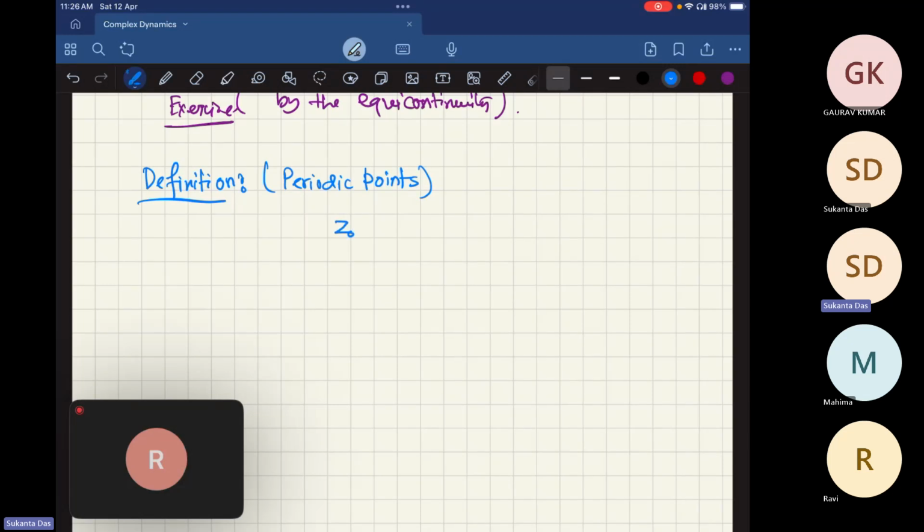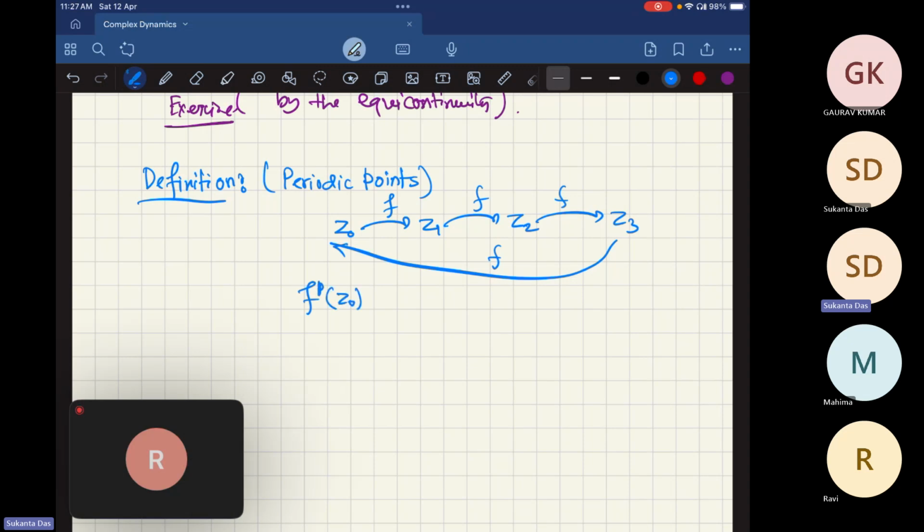Suppose we are starting with a point Z0 and keep iterating this point. So this is Z1, the second image, this is the third image Z2. So this is Z3. And maybe after the fourth iteration, this is f, and f, this Z3 comes back to the point Z0. So that means my Z0 point is periodic. But here I just take care that p is the least natural number for which this condition holds: f^p(z0) equals z0.